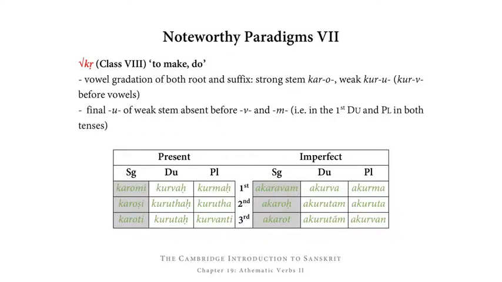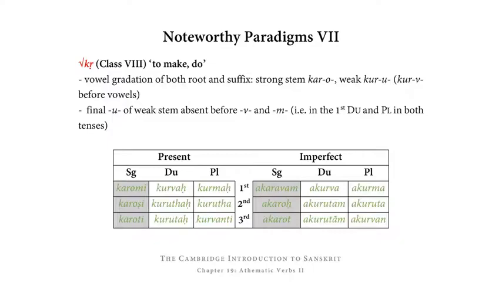On to kur, which is a class 8 verb meaning to make or to do. Now, class 8 verbs form their stems by adding the suffix o in the strong forms and u in the weak forms. O is guna, u is 0 grade. And kur does that. However, in kur, we also find a strong form and a weak form of the root kur itself. So we get vowel gradation, strong and weak forms of both the root and the suffix, giving us the strong stem karo and the weak stem kuru.